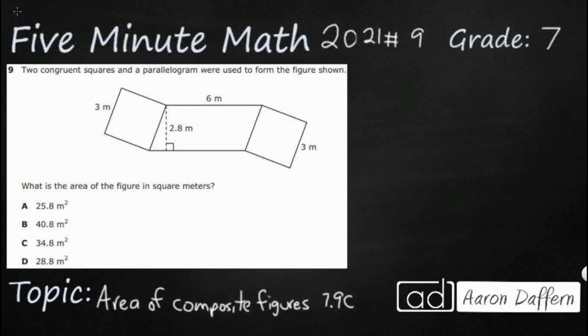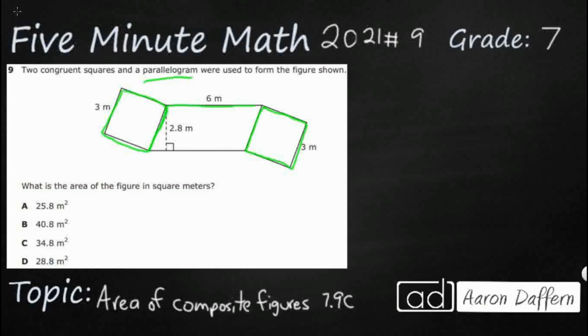So we've got this strange looking shape. It's got two congruent squares. And so we've got a square there. Got this weird square here. And they were used to form this figure. They don't even name this figure. And so we've got this parallelogram as well.